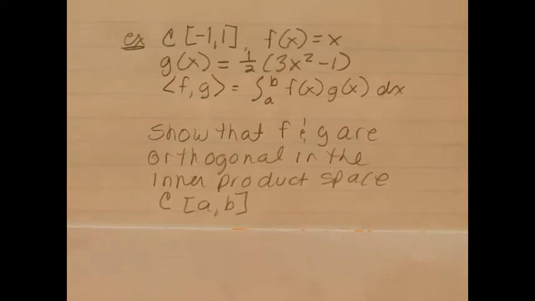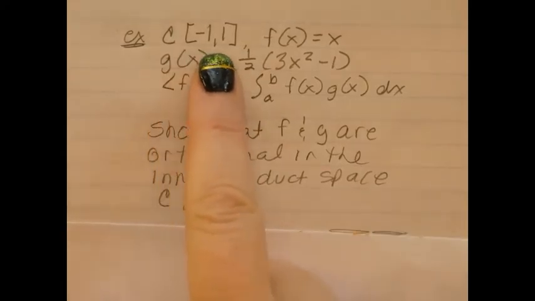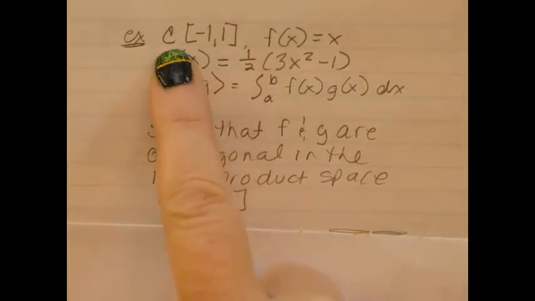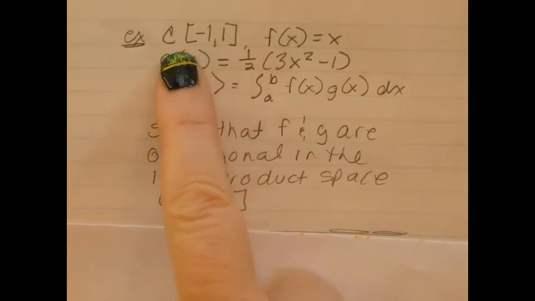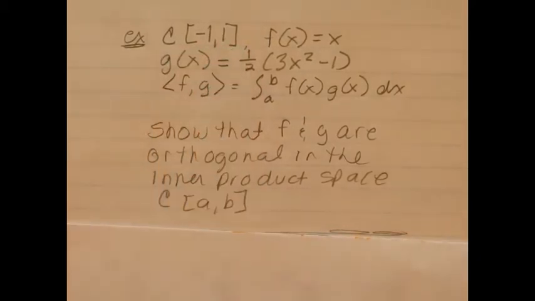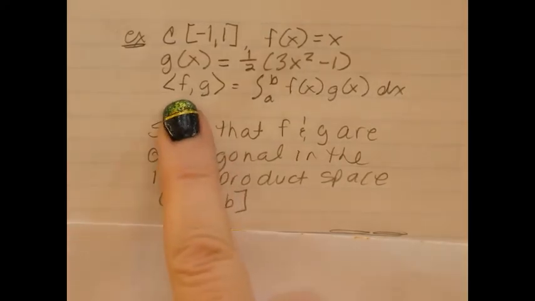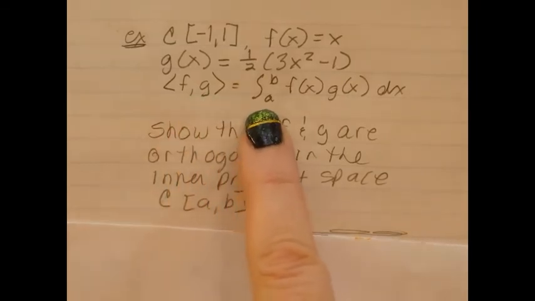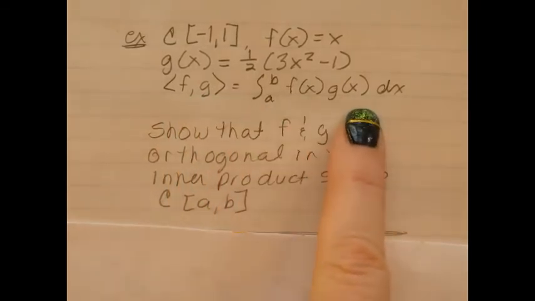Oh, goodness. Now we come to the cool part. We get to do calculus. C of -1 to 1. Now this is our bounds. That's all they're saying. They just called this C. So our bounds are from -1 to 1. You have an f of x function, a g of x function, and you're given the inner product space as this function right here.